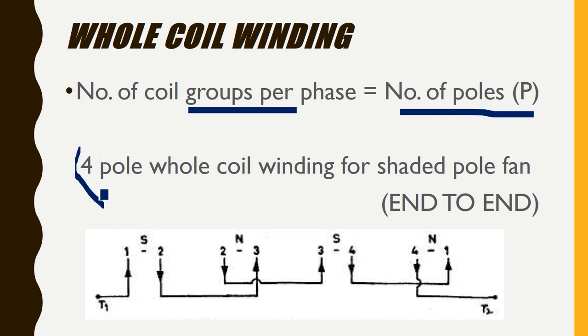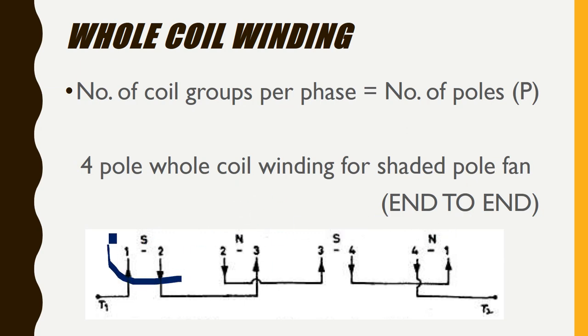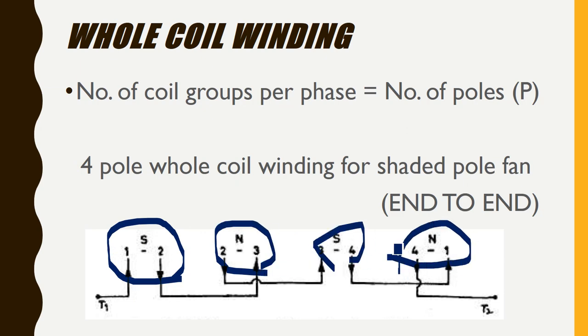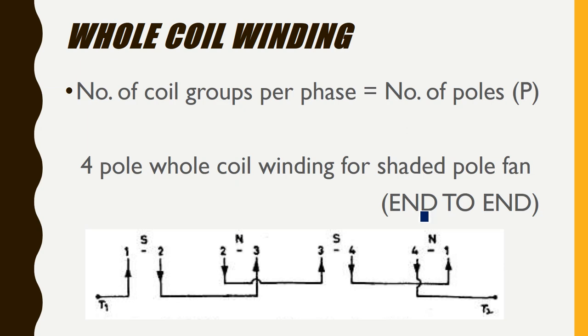Now we are seeing an example, a 4 pole shaded pole motor. It is connecting like this. So first pole, second, third and fourth pole. 4 poles are there and 4 coil groups. This is one, this is second, this is third and 4 coil groups are there here. So when coil groups equal the number of poles, it is known as whole coil winding. And in the whole coil winding, the connections are made end to end. This is end and this is connected to the end, or start to start. So end to end or start to start method will be used in whole coil winding generally.